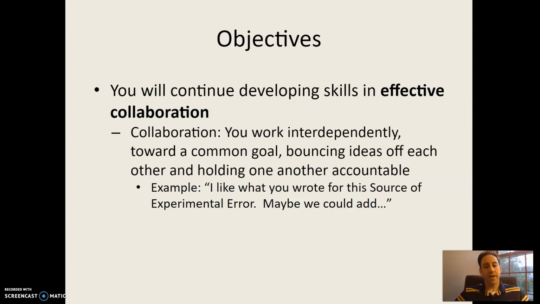And then finally, collaboration. So true collaboration is where you work interdependently toward a common goal. You bounce ideas off each other. You hold one another accountable. So an example would be you're reviewing each other's lab write-ups. You're reading your partner's lab write-up and you say, hey, I really like what you wrote for this source of error. Maybe we could add this. And then you both make adjustments to what you've written. And in working together, you've created a better sources of experimental error section for your lab write-ups.